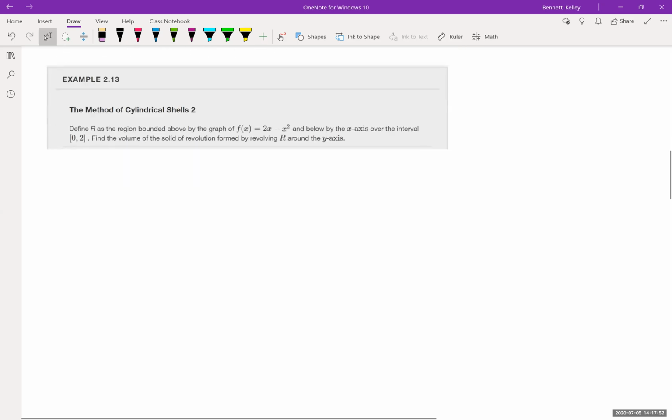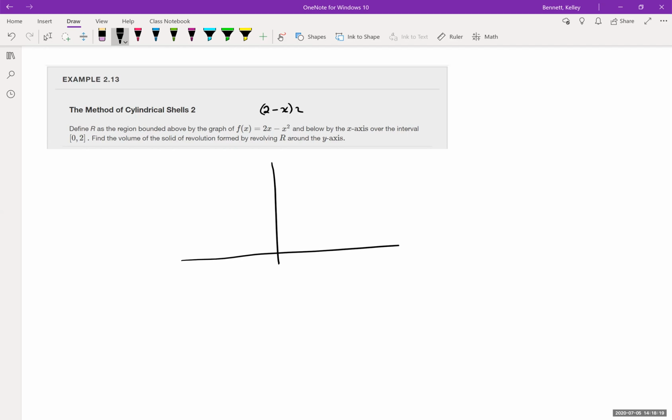So here's another example that's going to be pretty similar. We're still going about the y-axis. We have a nice little function. This is like another bundt cake pan example. So again, start by drawing. We have our function given to us. It is 2x minus x squared, which I look at as 2 minus x, times x. I do that because it helps me know where I'm going to plot my roots. So my roots are going to be at 0 and 2.